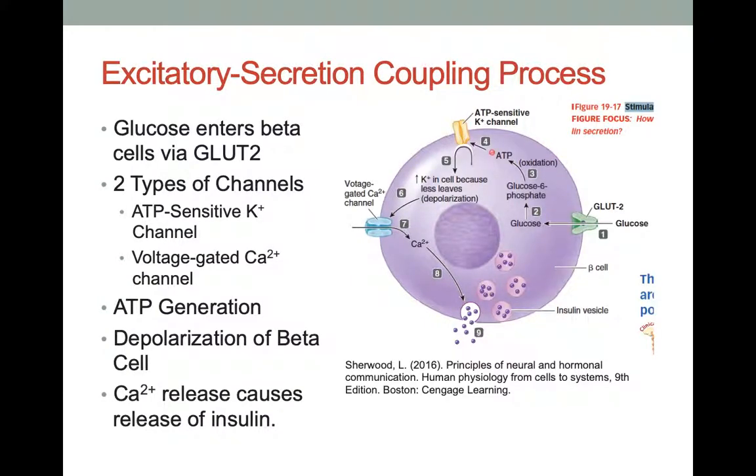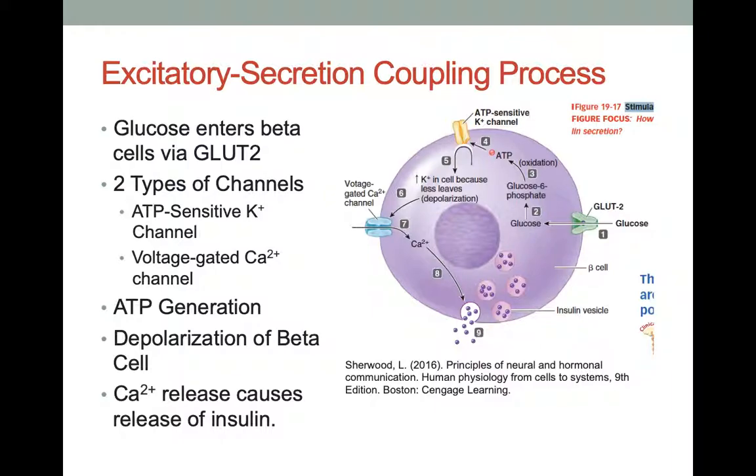Now the excitation-secretion coupling process. So how do they actually go through and secrete insulin? As we're looking at this, glucose is going to enter the beta cells through GLUT2 transporters. So this allows glucose to go in. As soon as that glucose passes through, it gets phosphorylated into glucose 6-phosphate, which is then oxidized by the beta cells to yield ATP.